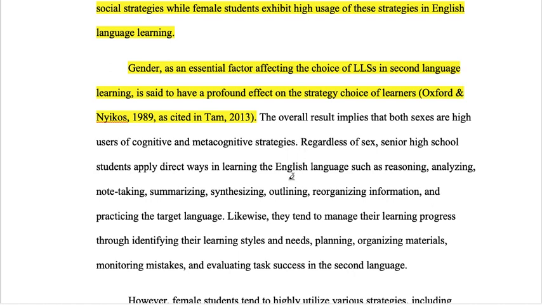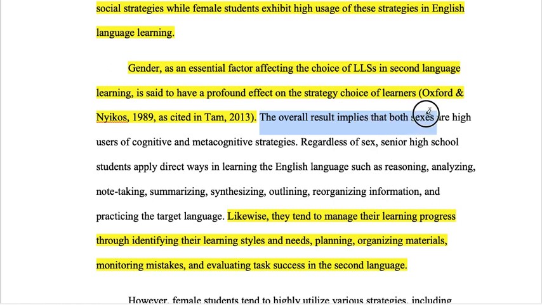Next, you are to conclude. If the students are using language learning strategies highly, what does it mean? Okay, this is further an implication. So you may state: the overall result implies that both sexes are high users of cognitive and metacognitive strategies. Wow. So this is an example already of an implication part.